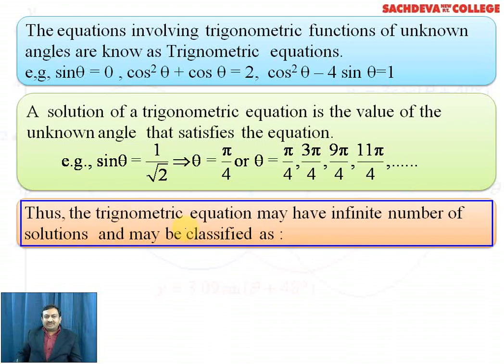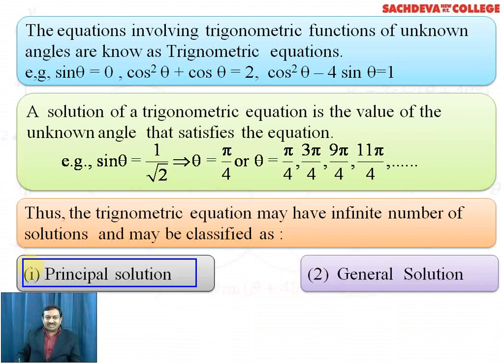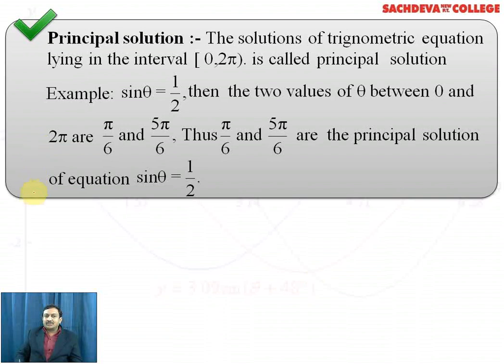A trigonometric equation may have an infinite number of solutions. They may be classified as first, principal solution, and second, general solution. So what is a principal solution? The solution of a trigonometric equation lying in the interval 0 to 2 pi is called the principal solution.